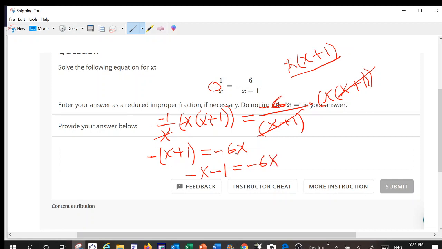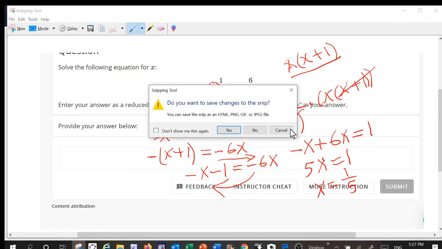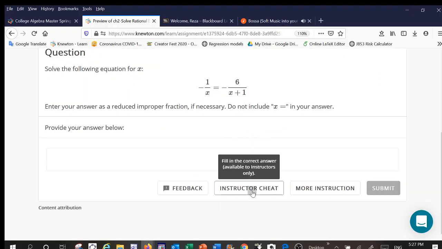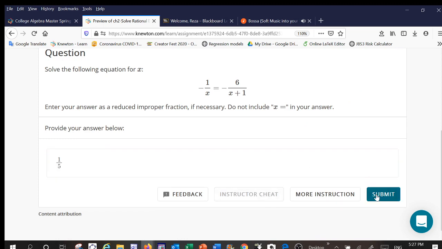And if you do some moving things around, I'm going to move the 6x to the left and then move the negative 1 to the right, becomes a positive 1. So 5x equals 1, so x has to be 1 over 5. And again, it doesn't make any of the denominators 0, so we pick that as the solution here. So the solution is 1 over 5.